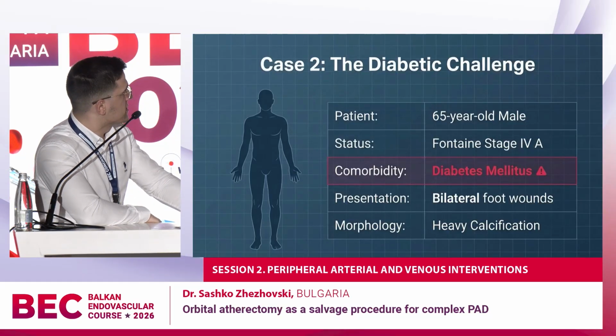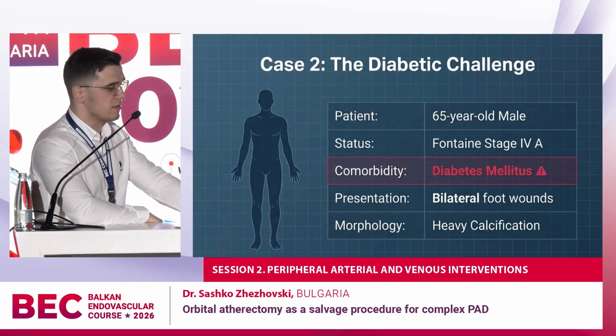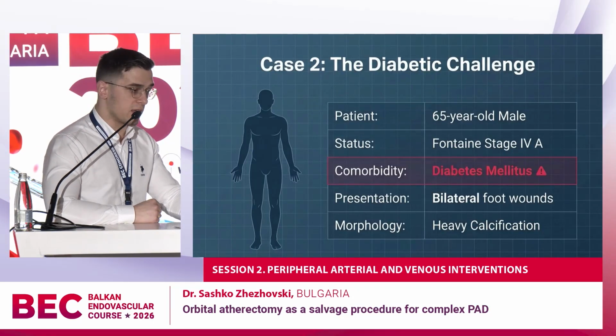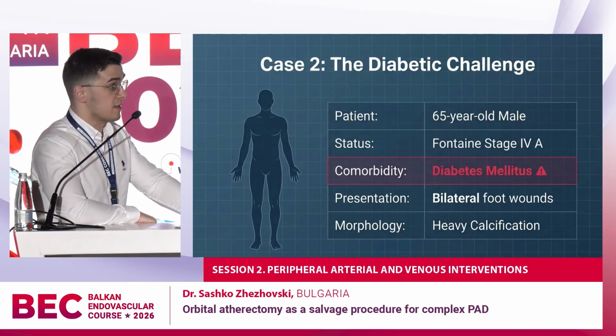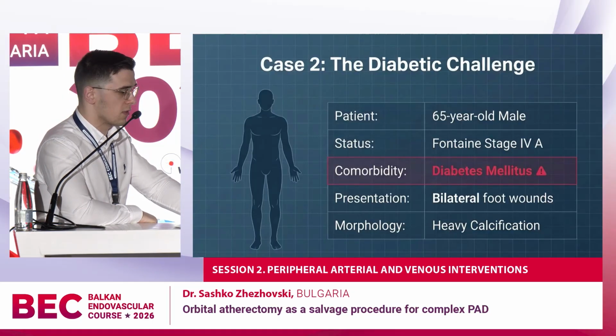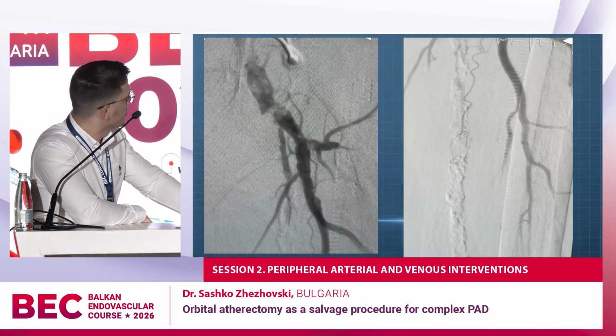The second case is of a 65-year-old male patient with comorbidities such as arterial hypertension and diabetes mellitus. He presented with bilateral foot wounds, and given that his left wound was pretty much critical, we decided to begin with his left leg first. You can notice the necrosis on the distal phalanges of the third and fourth digits. This is pre-operative.